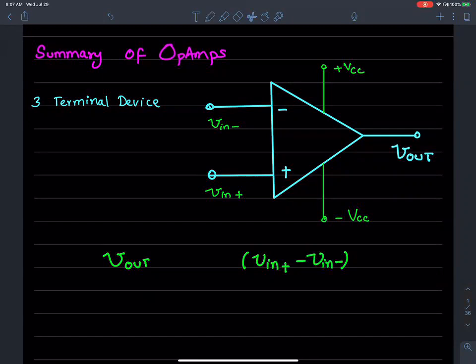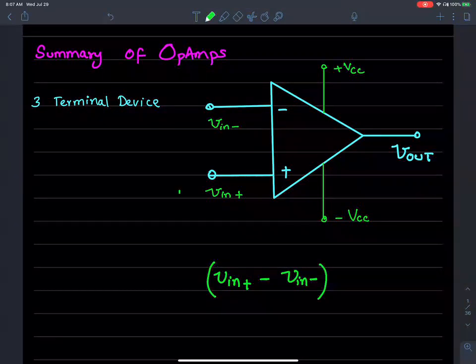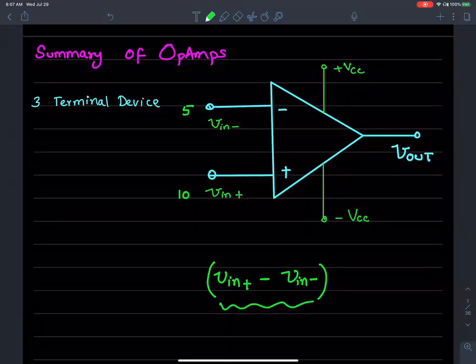What the op-amp does is it takes the input voltages at the two terminals, the input negative terminal and the input positive terminal. It calculates the difference between those two voltages. So for example, this one is 10, this one is, let me make this 3, just so I see the numbers clearly. 10 minus 3, which is 7. 7 is the difference between these two terminals.